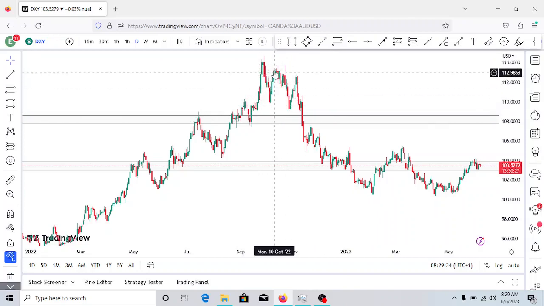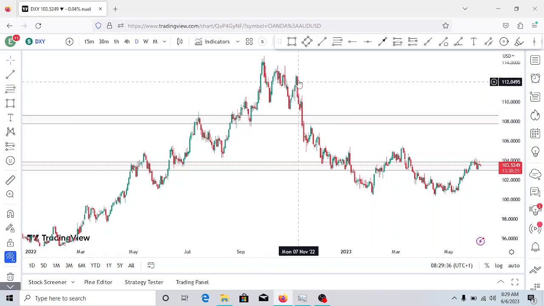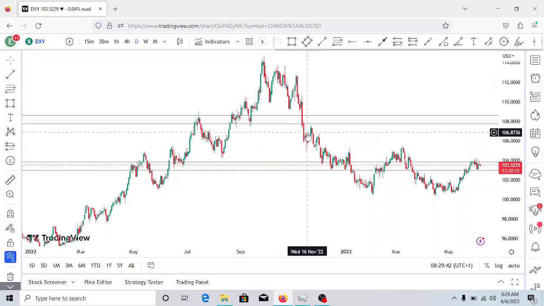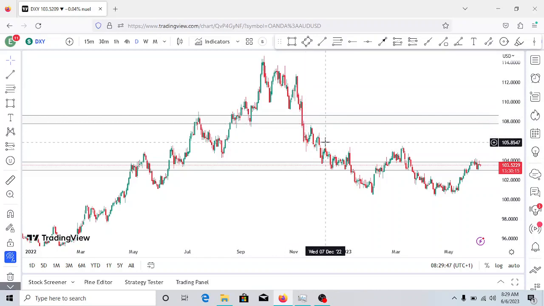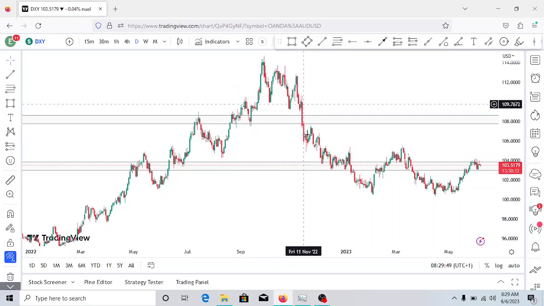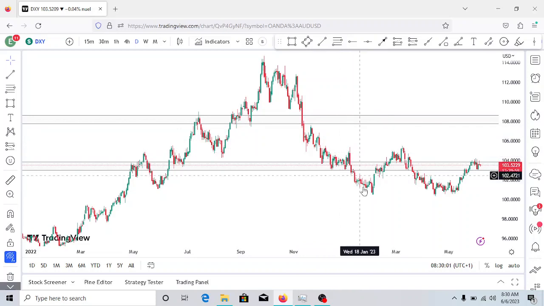Lower lows, lower highs, then all of a sudden there was this massive break and change in the way the market began to flow. A lot of sellers came into the market and then pushed the dollar down. All right, and it continues: lower low, lower high, lower low, lower high. It continues flowing like that.